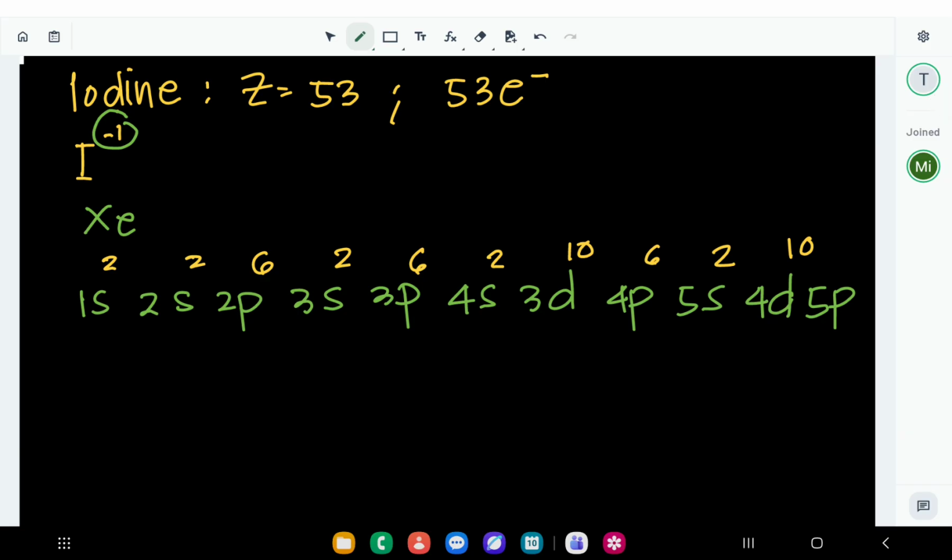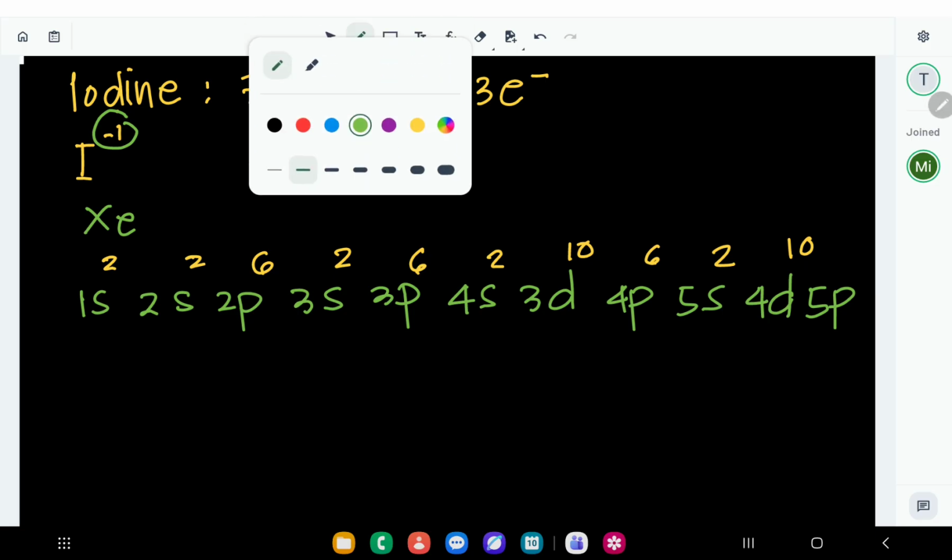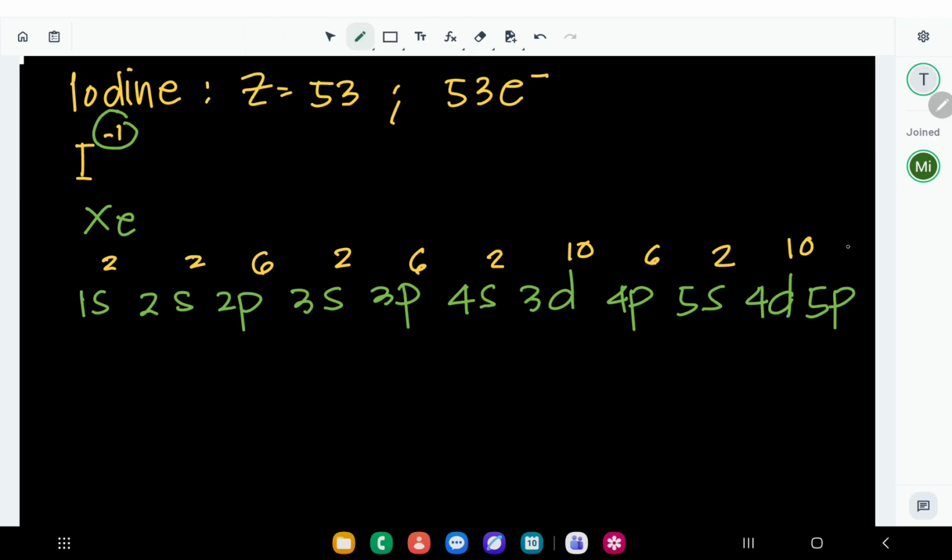So how many electrons in all here? 10 plus 10, 20, plus 10, 30, 40, 48. 53 minus 48, it's 5. Right? So that would be 5p5 for the 5p orbital. Now this is the longhand, and now we write the shorthand.